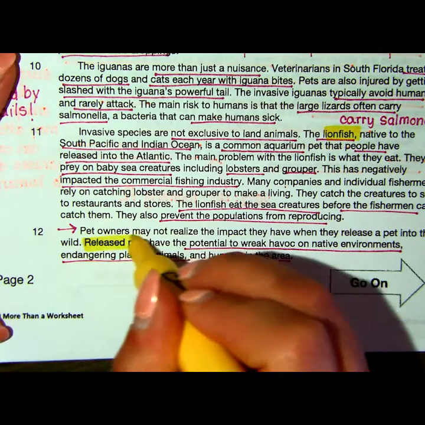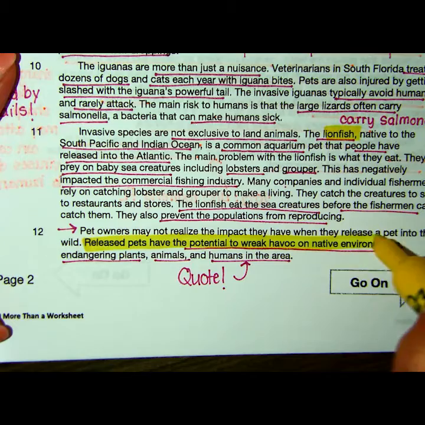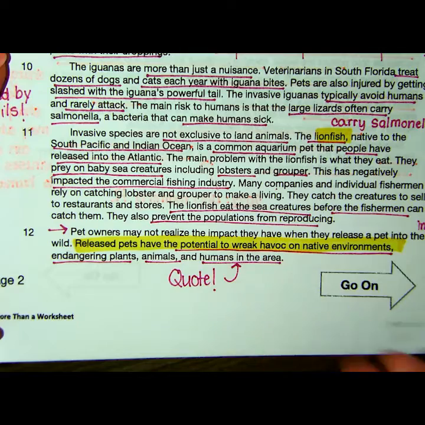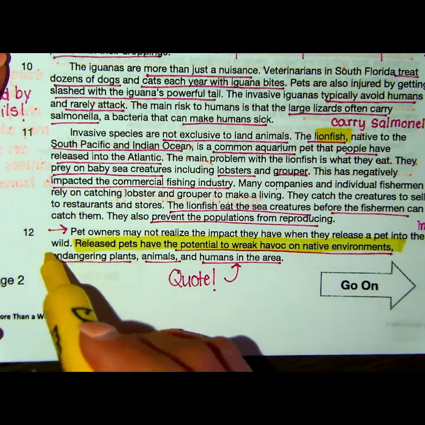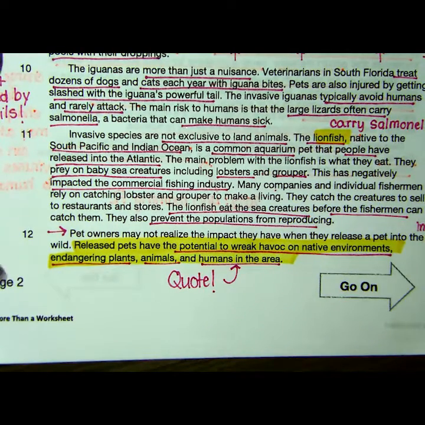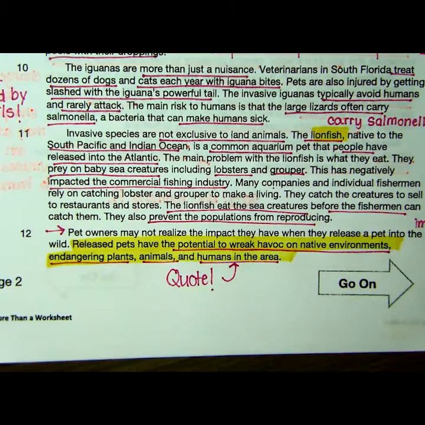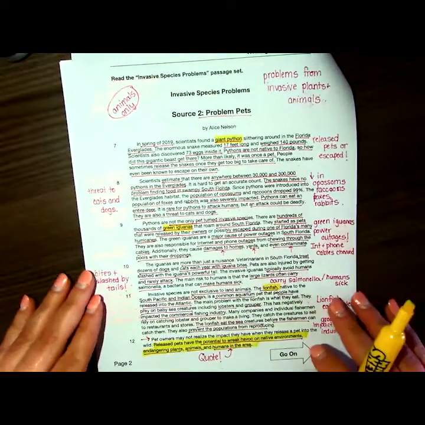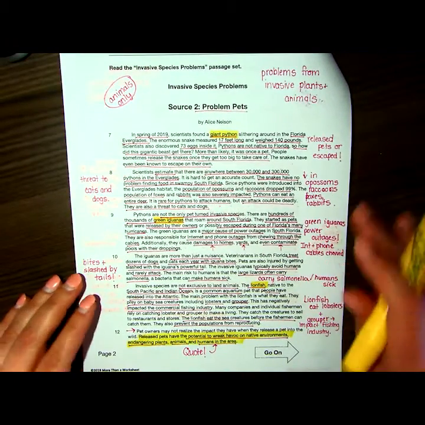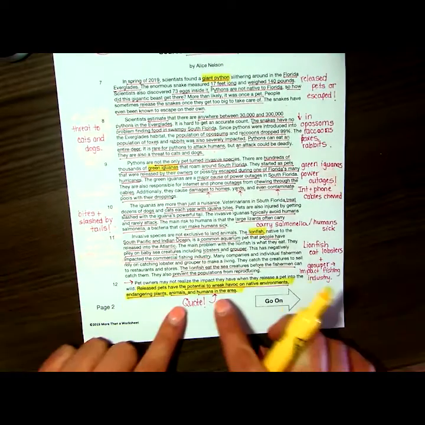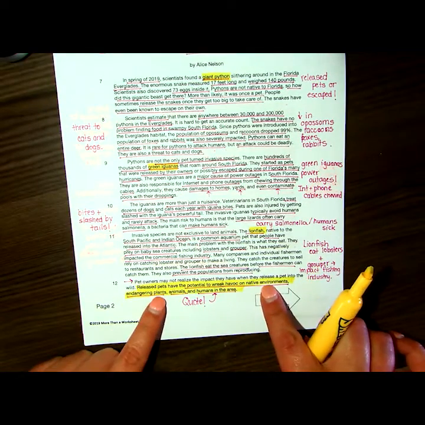Released pets have the potential to wreak havoc. I kind of know that word. That means to cause a lot of problems in native environments, endangering plants, animals, and humans in the area. So I thought, you know what? That sounds pretty good, because in the first article, I learned all about those monkeys and all the problems they're causing there in Central Florida. They're killing trees. They're taking food.